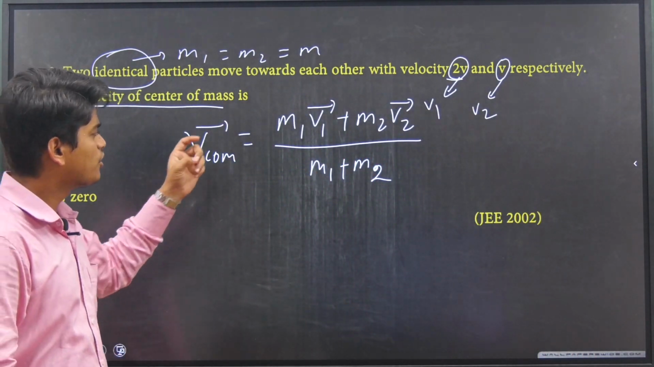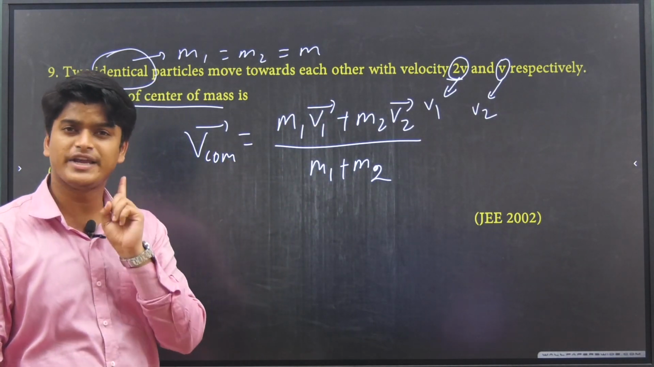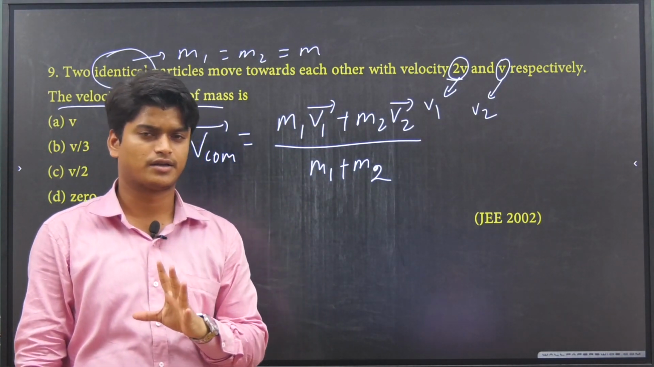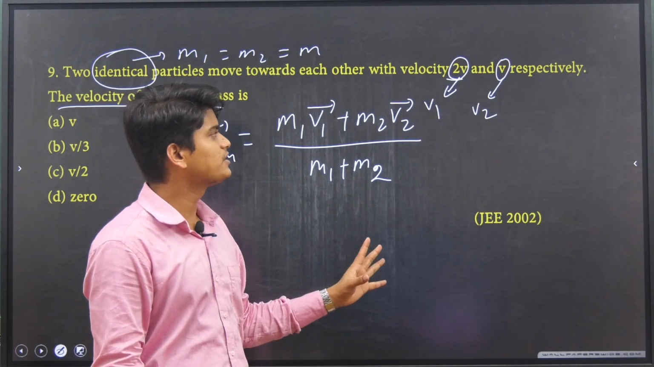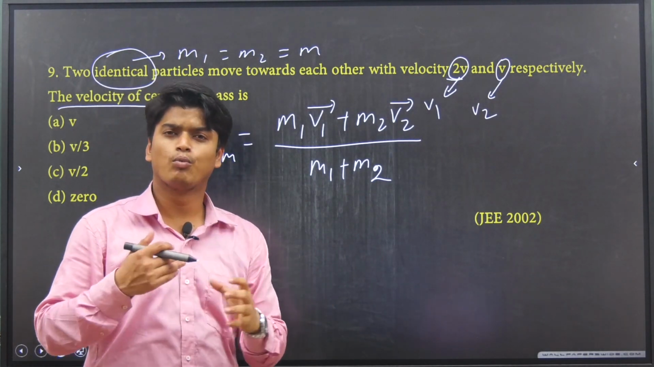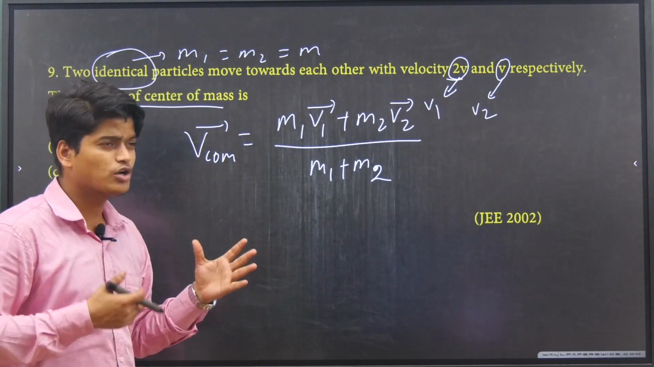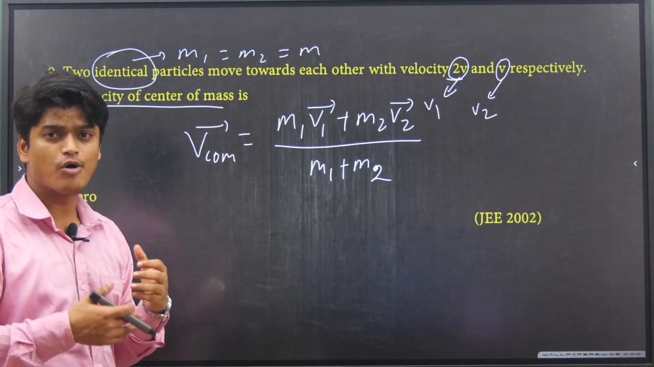Now understand here, when a vector is written, be careful about the positive sign and negative sign. So from where will the positive sign and negative sign come? It depends on the movement, on how the motion is happening.